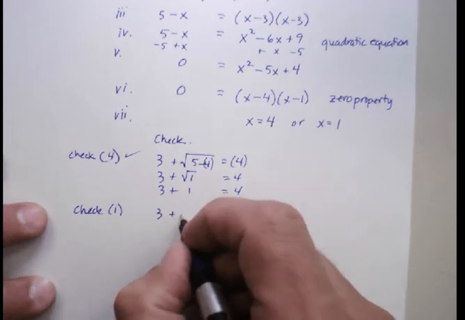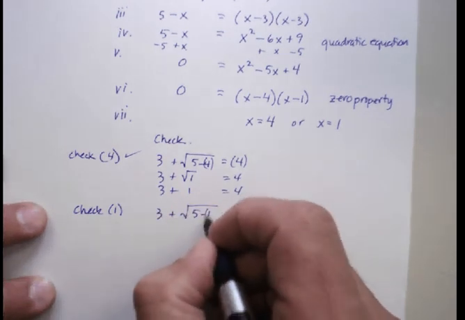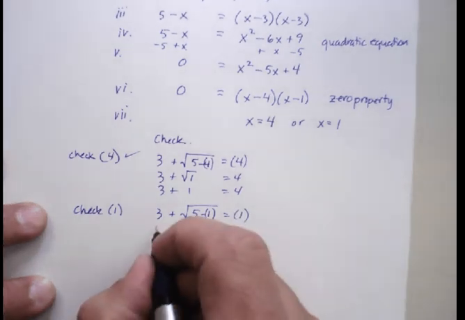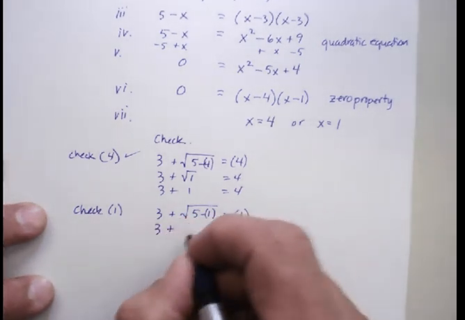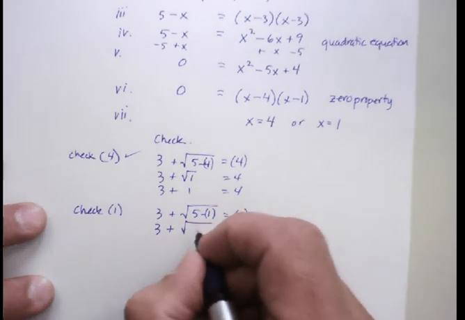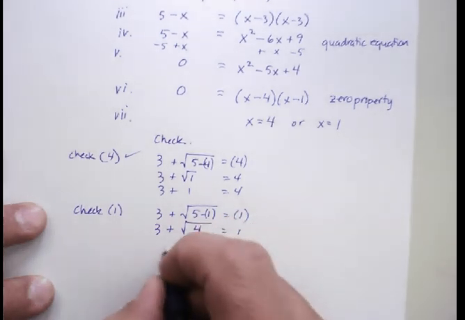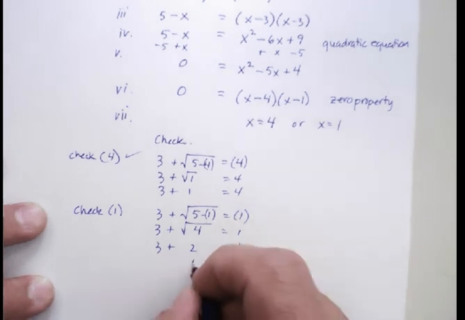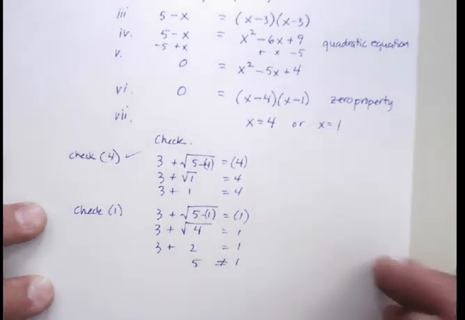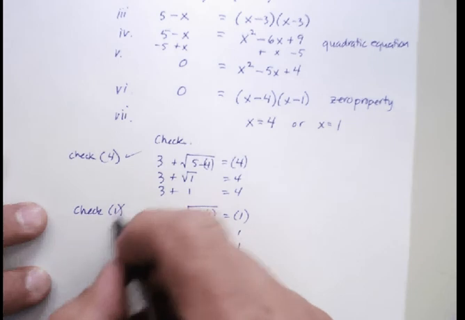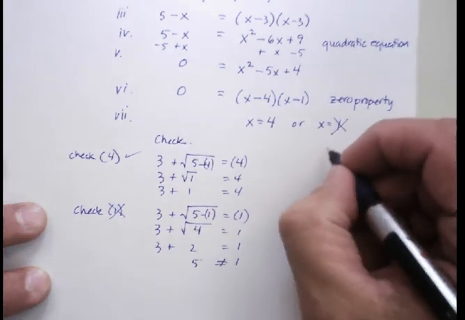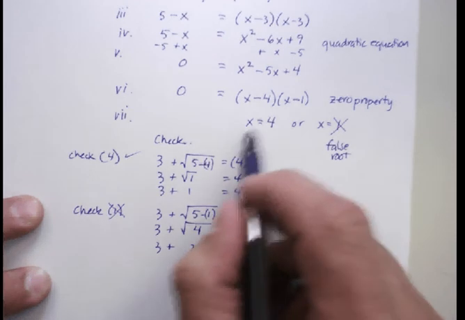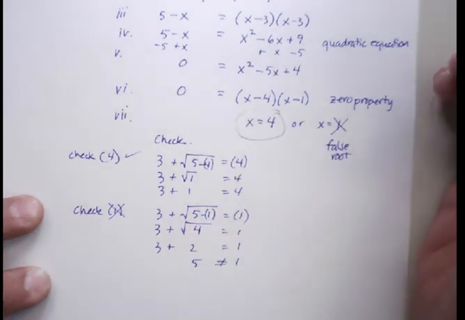Now let's try it with x is equal to 1. 3 plus square root 5 minus 1 is equal to 1. Let's see if that's true. That's 3 plus square root of 5 minus 1, which is square root of 4. Uh-oh, I can see that it's not going to happen. 5 is not equal to 1. So this is a false root. Okay? And your answer is going to be x is equal to 4.